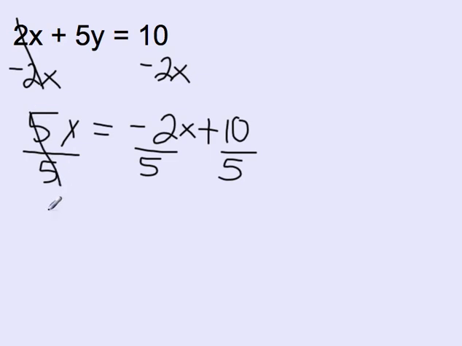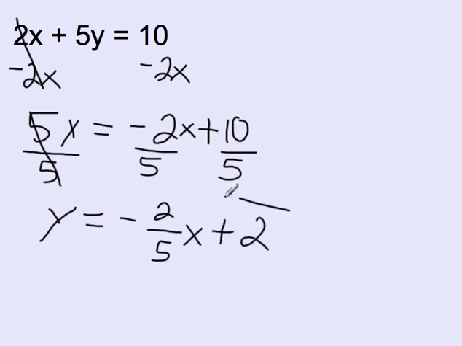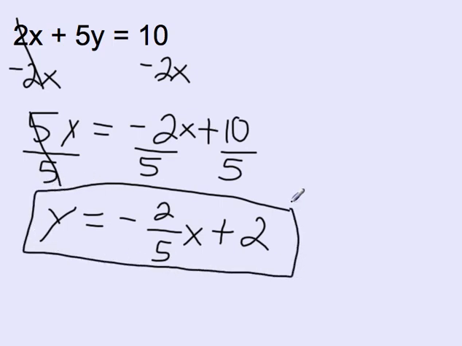These 5's factor out, and remember that was a y. So y equals, one negative leaves us with a negative 2/5 x. And then positive 10 over 5 is positive 2, so plus 2. And again, now we have rewritten that in slope-intercept form.